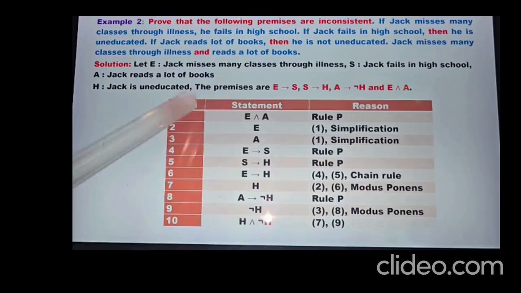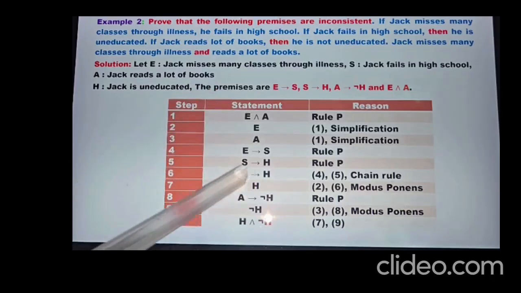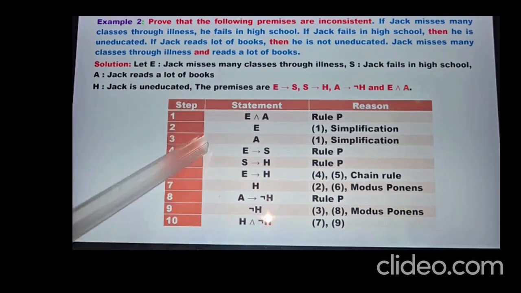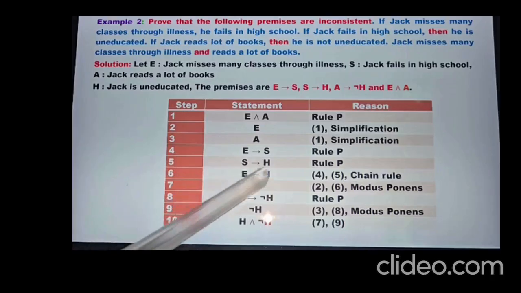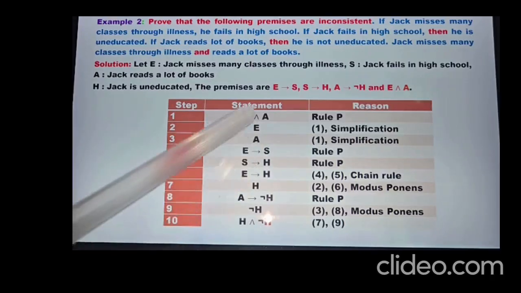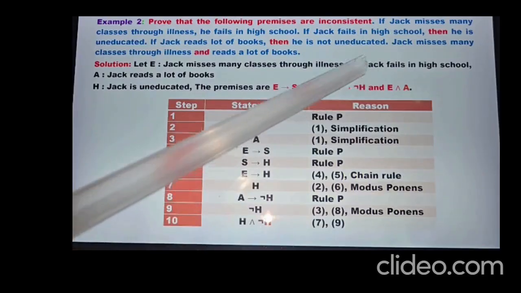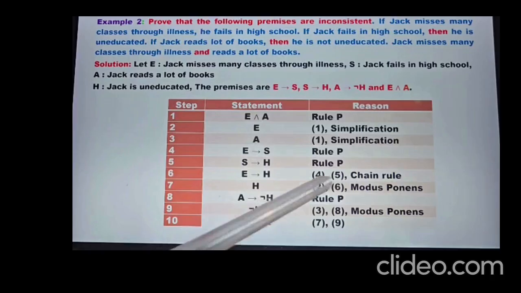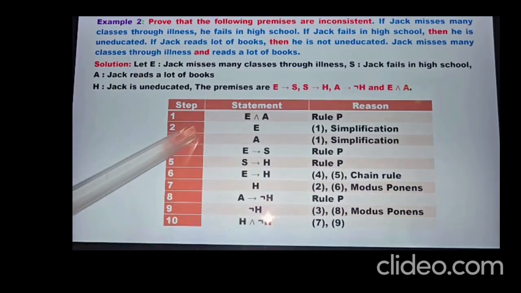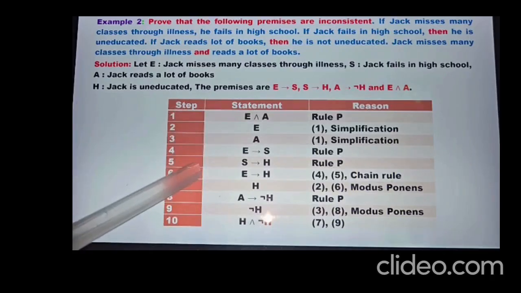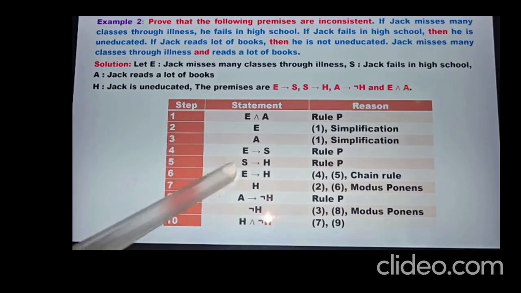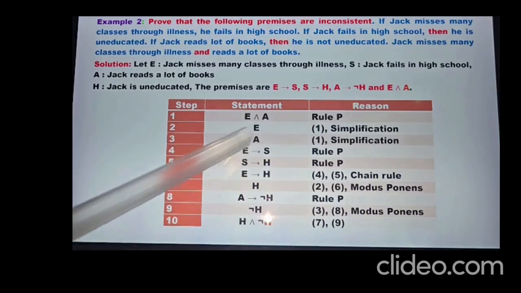And then here if I combine step number 2 and step number 6, that is E is true, E to H is true, then H is true by modus ponens. And then A to negation H is true is a given premise. Then step number 3, A is true, and step number 6, it is H. Here A is true, H.